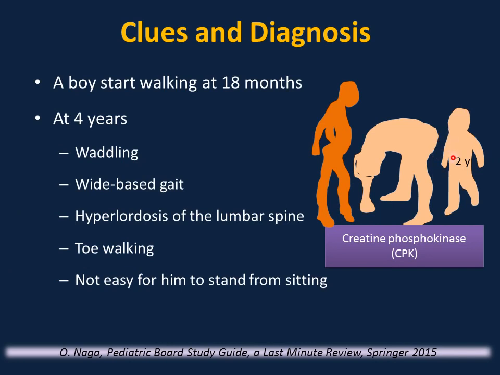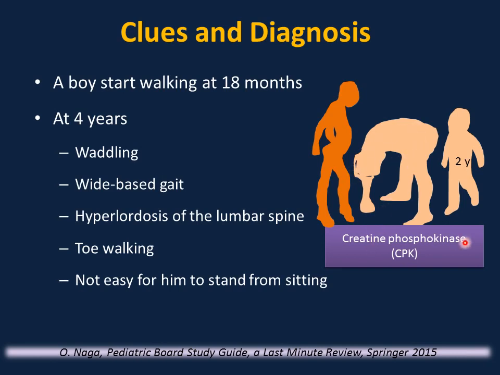This is a boy who started to walk late, at 18 months, and at 4 years of age started to show problems with gait: waddling gait, wide-based gait, hyperlordosis of the lumbar spine, tiptoe walking, and it is not easy for this child to stand from sitting without using a specific maneuver.